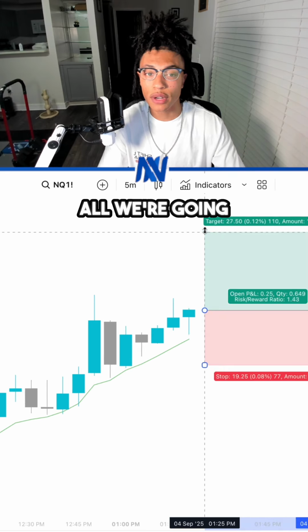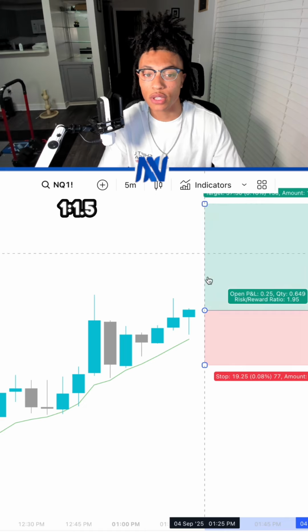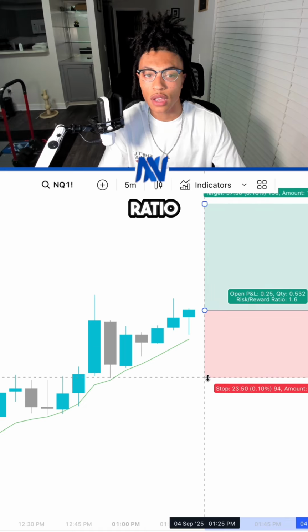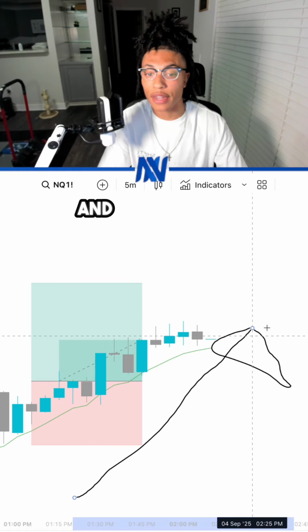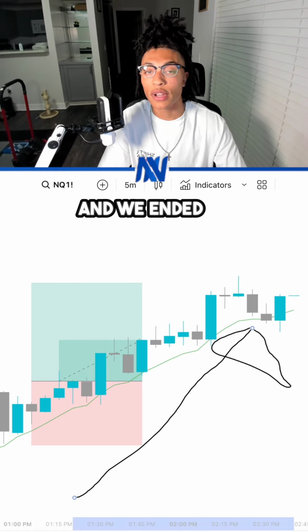Now, with this entry, all we're gonna do is simply target a nice 1 to 1.5 risk to reward ratio. And we're just gonna let this trade play out. And as we can see, price continued to respect this 8 EMA, and it continued in its upward direction, and we ended up taking profits.